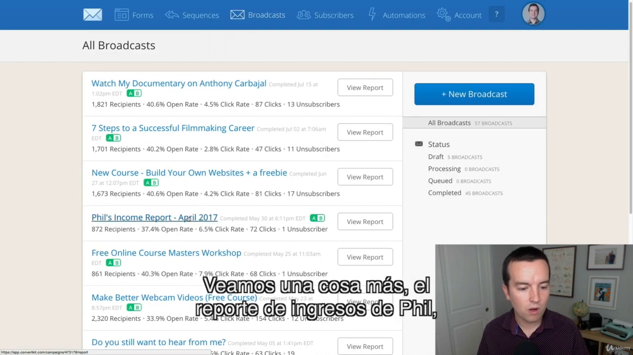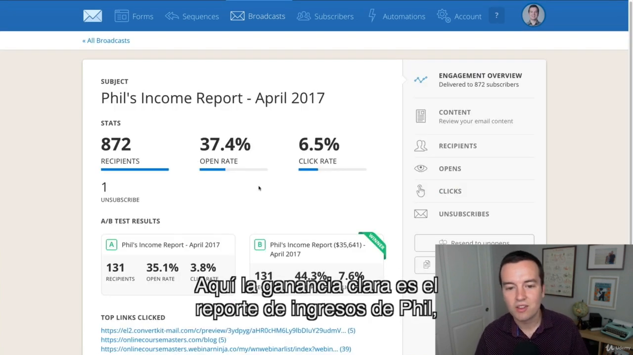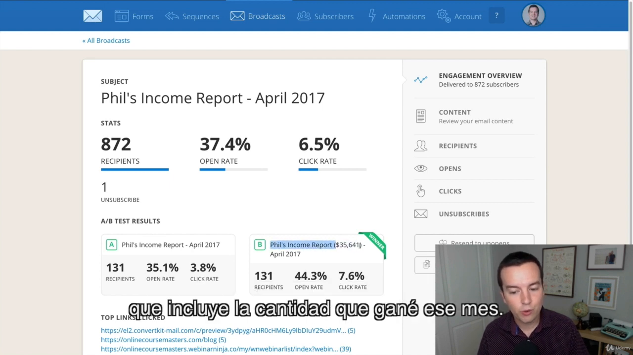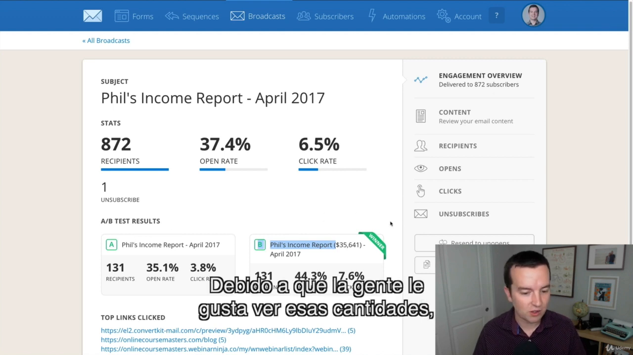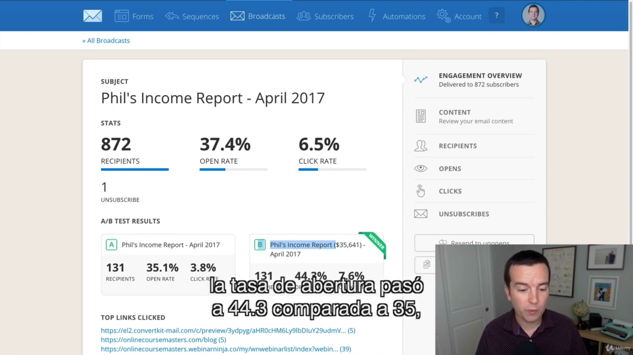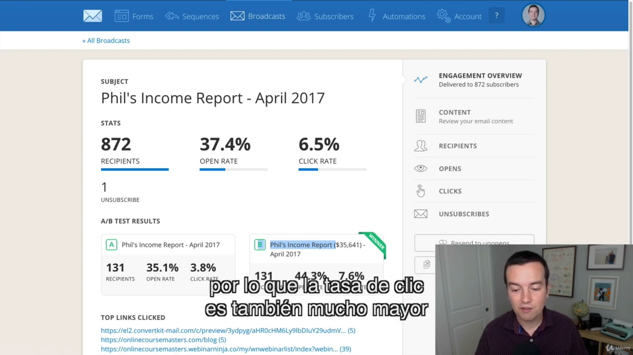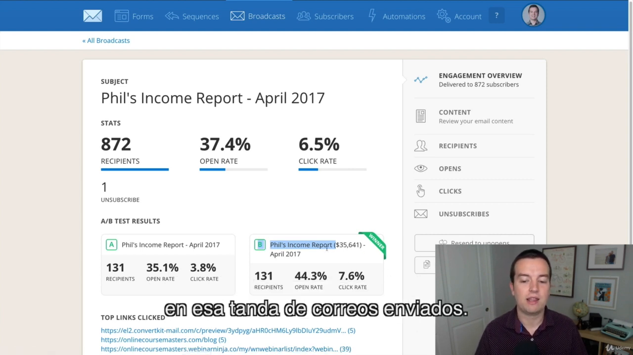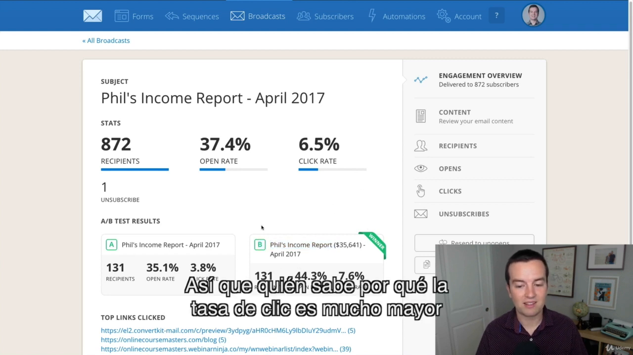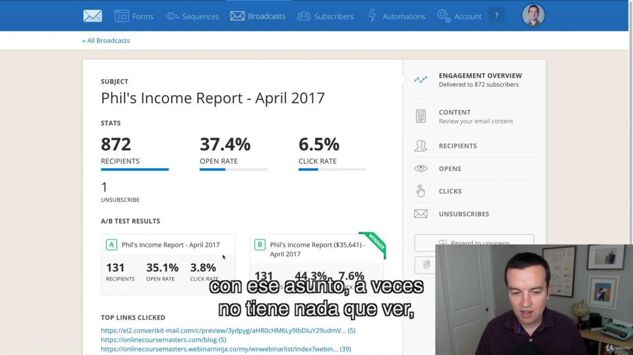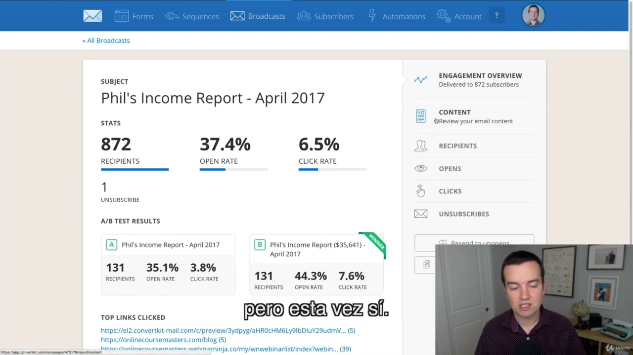So let's look at one more, Phil's income report, April 2017. So here the clear winner was Phil's income report that includes the amount that I made in that month, because people like seeing those amounts. The open rate 44.3 compared to 35. The click rate also much higher in that batch of emails that were sent. Who knows why the click rate is a lot higher with that subject line. Sometimes it doesn't correlate. This time it did.